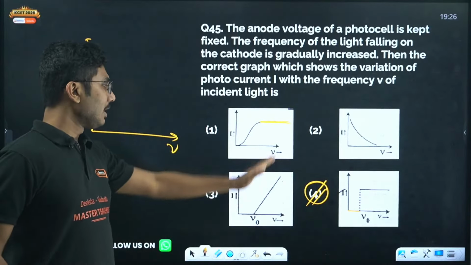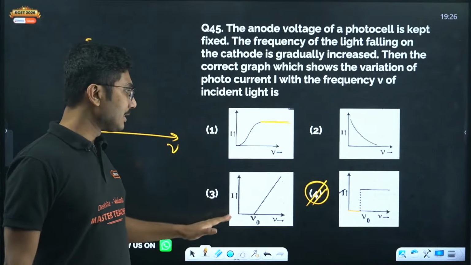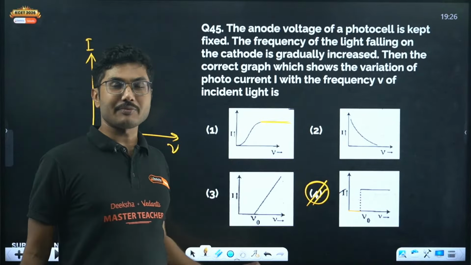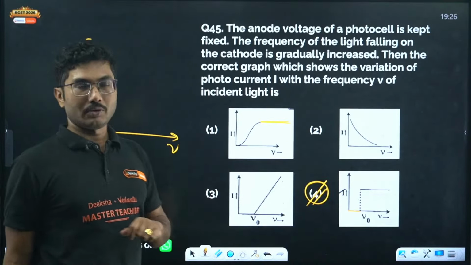Okay, this is the stopping potential versus frequency graph. Do not make a mistake. This is the stopping potential versus frequency graph. Stopping potential increases linearly with the frequency. Okay.